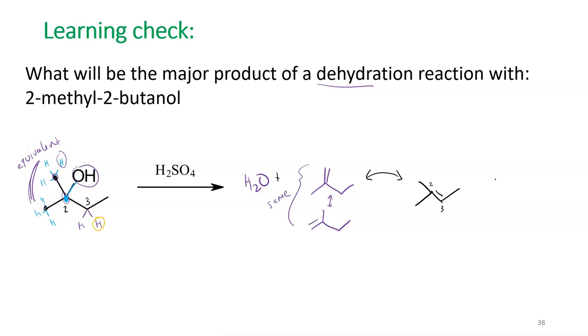Now, there's actually going to be a major and a minor product. This is going to be the minor product, and this is going to be the major product. We're not going to spend a ton of time on this, but this idea is called Markovnikov's rule.